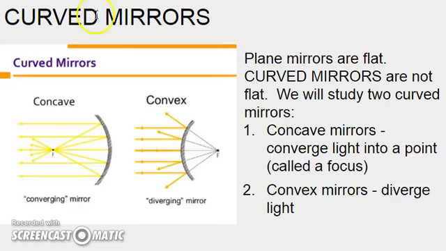So let's consider curved mirrors, right? No longer planar. Plane mirrors are flat. Curved mirrors are not flat. We will study 2 different types of curved mirrors. We'll look at concave mirrors. These are what converge light.